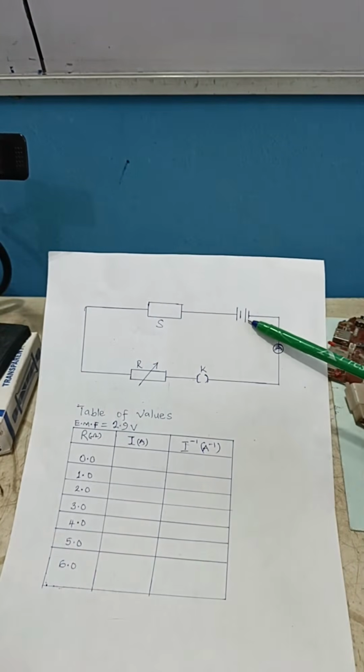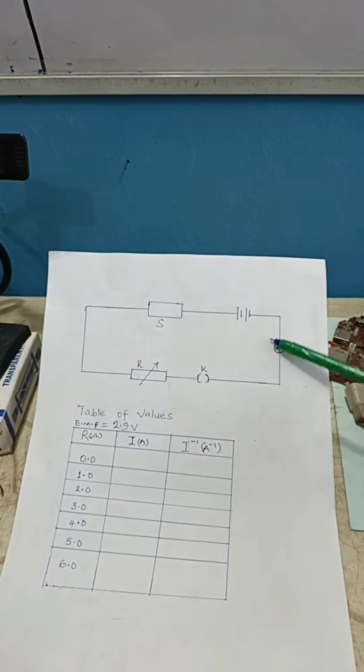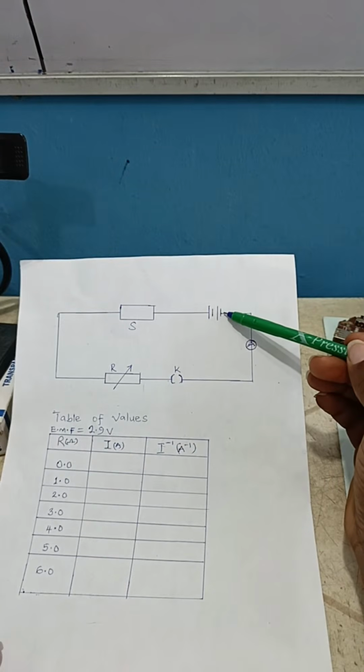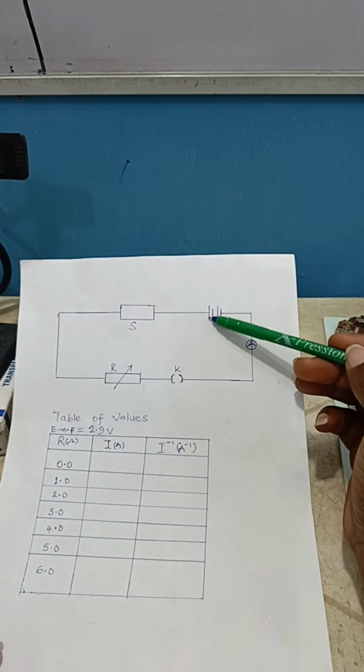Now this is your battery. The battery is connected to the ammeter, and like I said, negative to negative. This is the negative end of the battery. You know, the shorter line represents the negative, while the longer one represents positive.